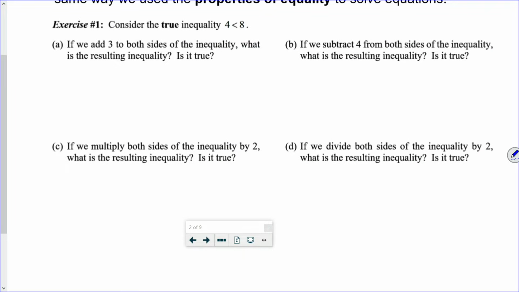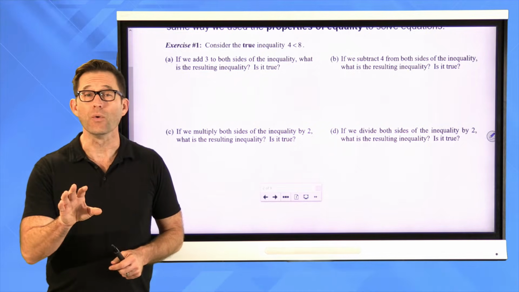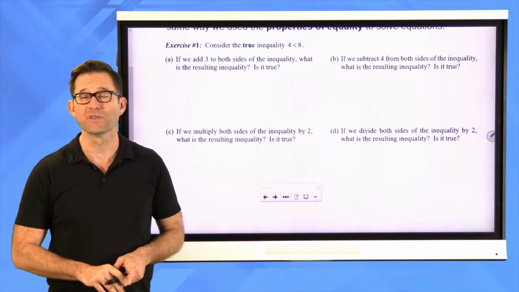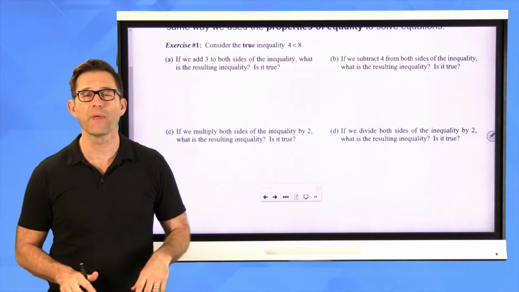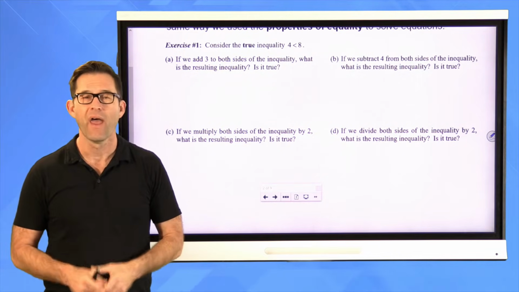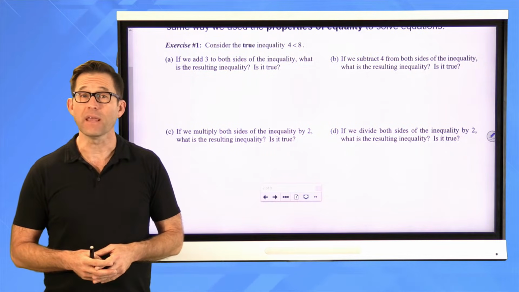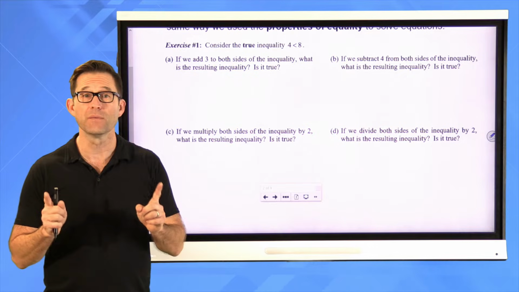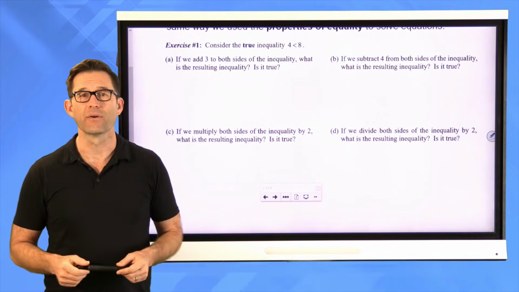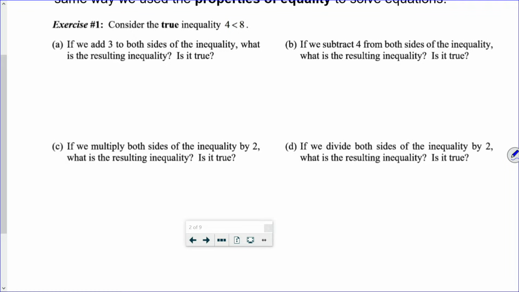Consider the true inequality 4 is less than 8. All right, so let's talk about this a little bit. Just like with equations, what I'd like to do is take this inequality and play around with the two sides of it. Add the same numbers, subtract the same numbers, etc., and see if the inequality continues to be true. Let's do letter A together. If we add 3 to both sides of the inequality, what is the resulting inequality? Is it true?